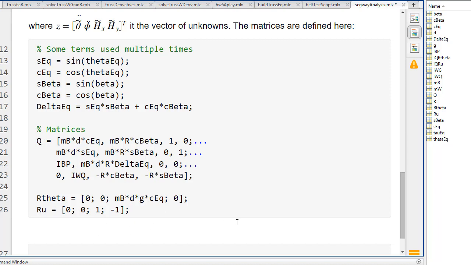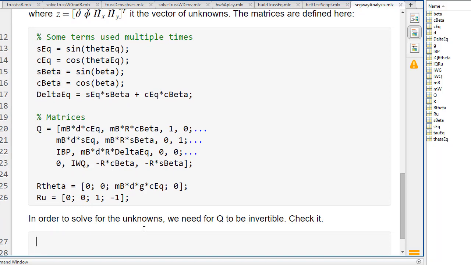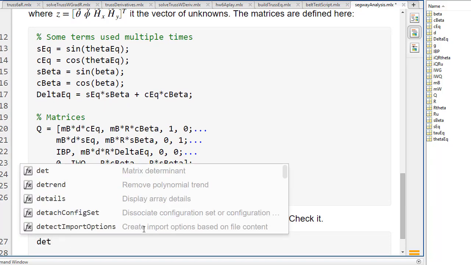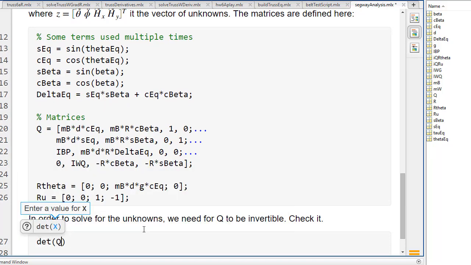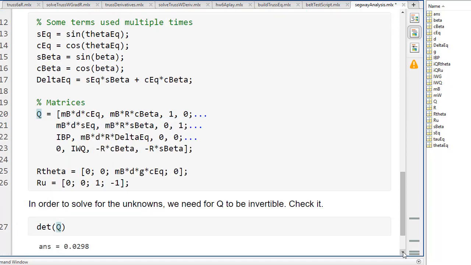And let's see. Before I go on, remember I questioned whether Q, or at least I had the question in my mind, whether Q was invertible. So let's go ahead and test that. The way we check that this thing is solvable or invertible is we take the determinant of Q, and if it's non-zero, then we're in good shape. So let's just check it real quick. So 0.02, it's not far from 0, but it is non-zero, so we should be able to invert here.